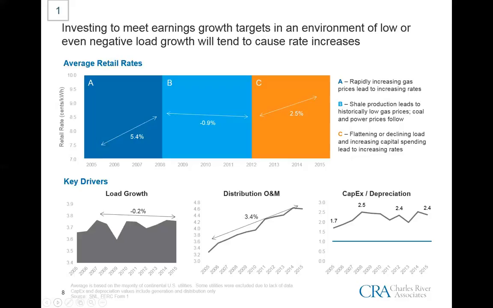And then the final period, which is the flattening or declining load period, and you still have capital spending and revenue requirements. So some of this happens through rate cases, some of it happens through riders, but this is representative of the all-in rate. And you can see the drivers down below. The only thing I'll point out there is obviously load growth is flat. Distribution O&M is increasing, though I think lots of utilities are trying to cut that and having some challenges. And these are averages across the country. But utilities are still spending significantly above depreciation levels.